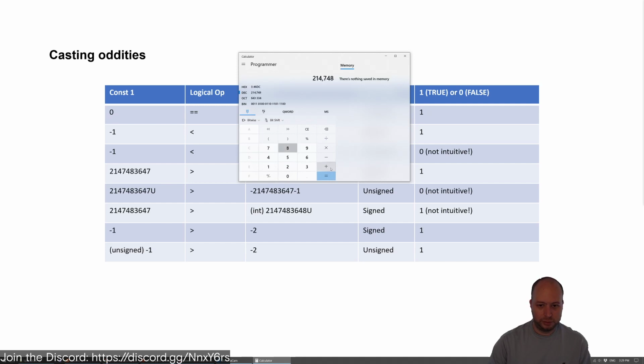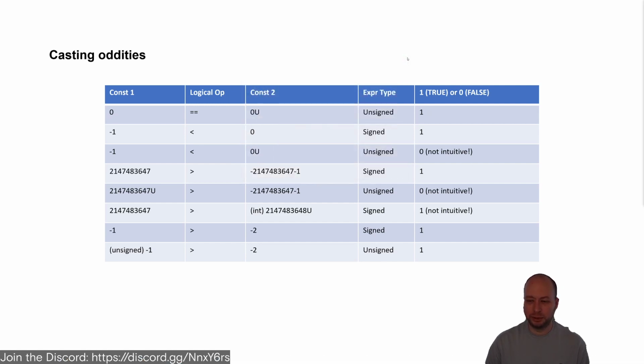7, 4, 8, 3, 6, 4, 7. If I remove the 7 and I replace that with an 8, that's a negative number. So when we cast it to a signed number, we get a negative number, and now we're comparing a positive number with a negative number, and the answer is yes, it is greater. So it's very unintuitive, this one. Cool. I learned something today.